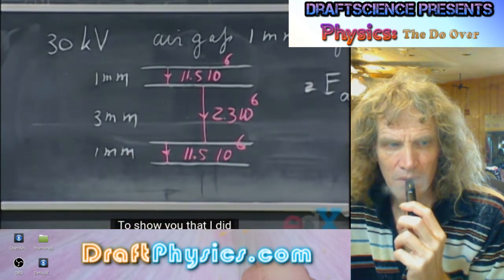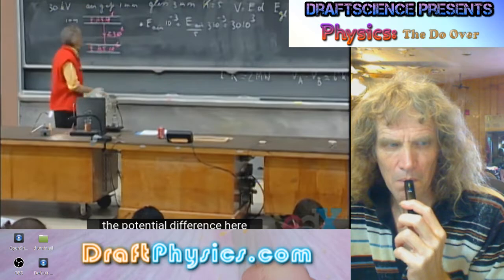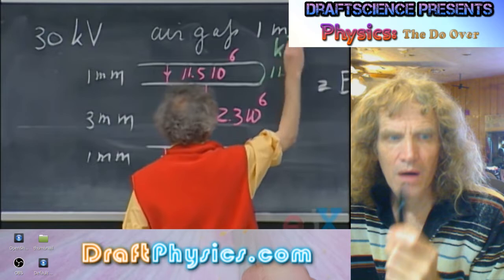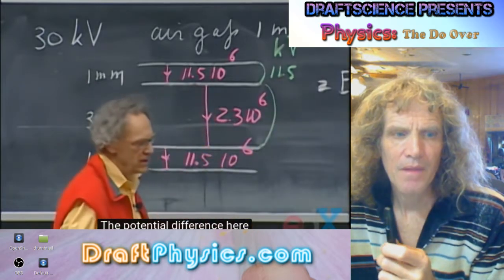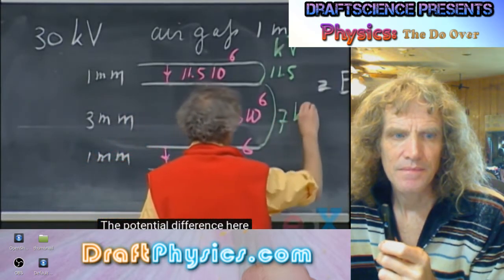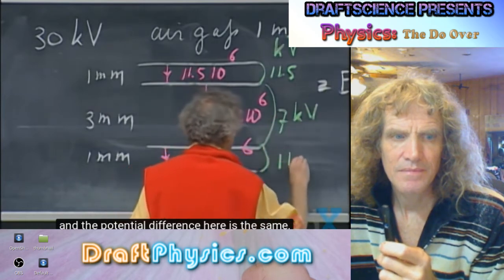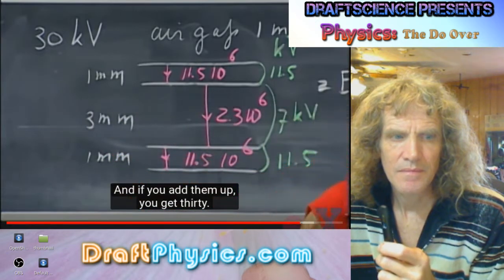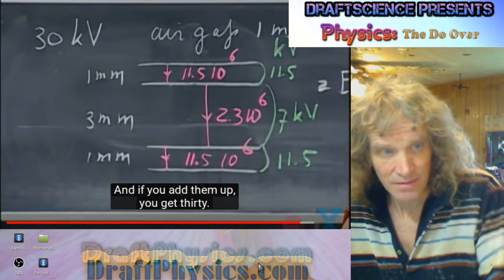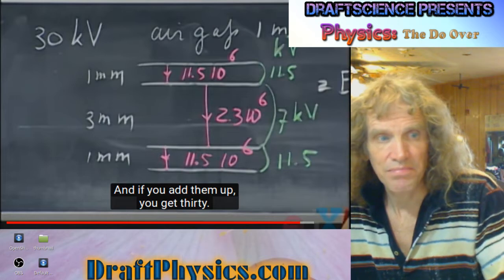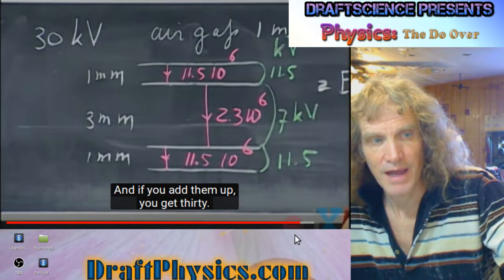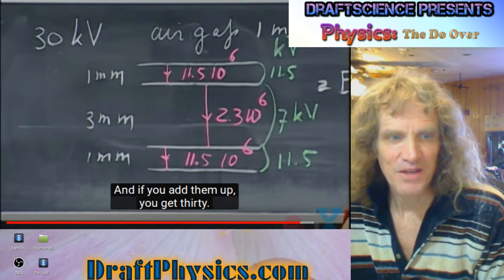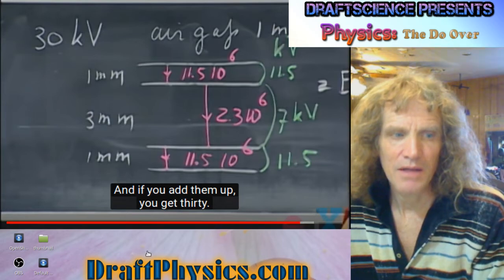To show you that I did my homework correctly, the potential difference here is now 11.5 kilovolts. I put it here in kilovolts. The potential difference here is now about 7 kilovolts. And the potential difference here is the same, is 11.5 kilovolts. And if you add them up, you get 30. Right. So this is completely dependent on these numbers, which it should be 2 millimeters for the glass and almost 0 for the other ones. So it's really all about the glass. But anyway, let's play along.